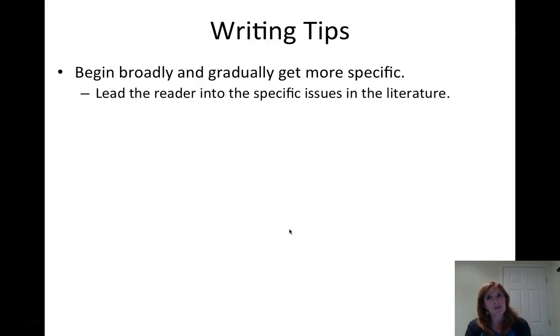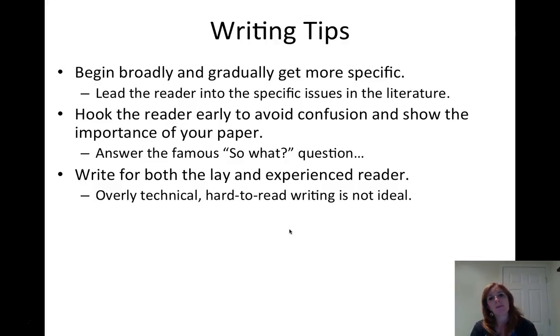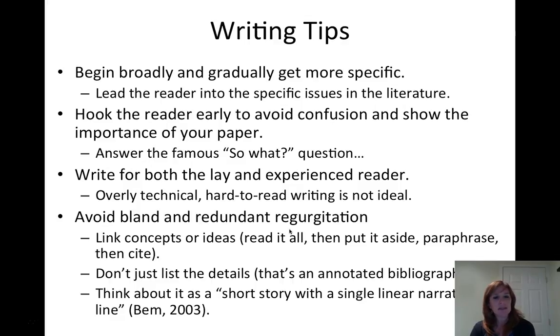So I'll talk about some general writing tips as you think about writing your research paper. Think about beginning very broadly and gradually getting more specific, leading the reader into the specific issues in the literature. Hooking the reader early to really show the importance of your paper, so answering the so what question and providing some context that this is an important thing we should be reading about. Thinking about translating for both the lay and experienced reader, so making sure that your writing is not too technical, ideally.